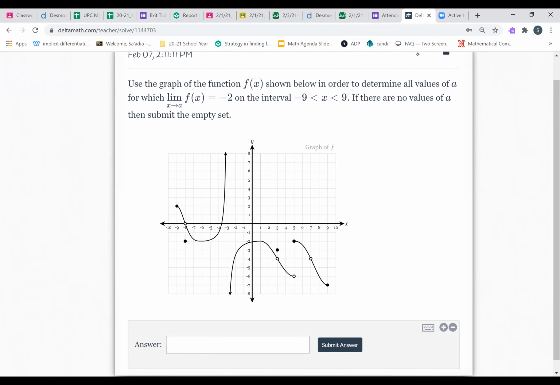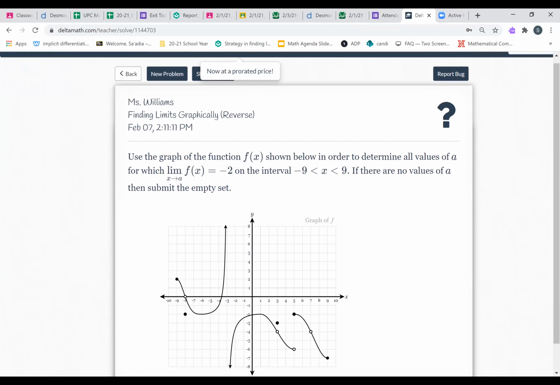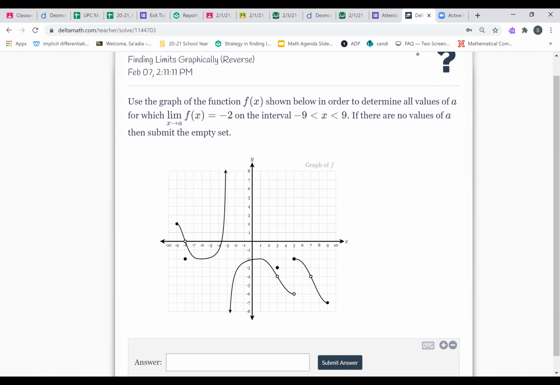Okay. So this one, which did confuse a lot of people when I gave it to you a little while ago, says, find all values of a where the limit is equal to -2. My tip for this: draw the horizontal line through y equals -2. And you're looking for the spots where the graph either connects straight through, or has a circle or a closed circle with the graph going through it.